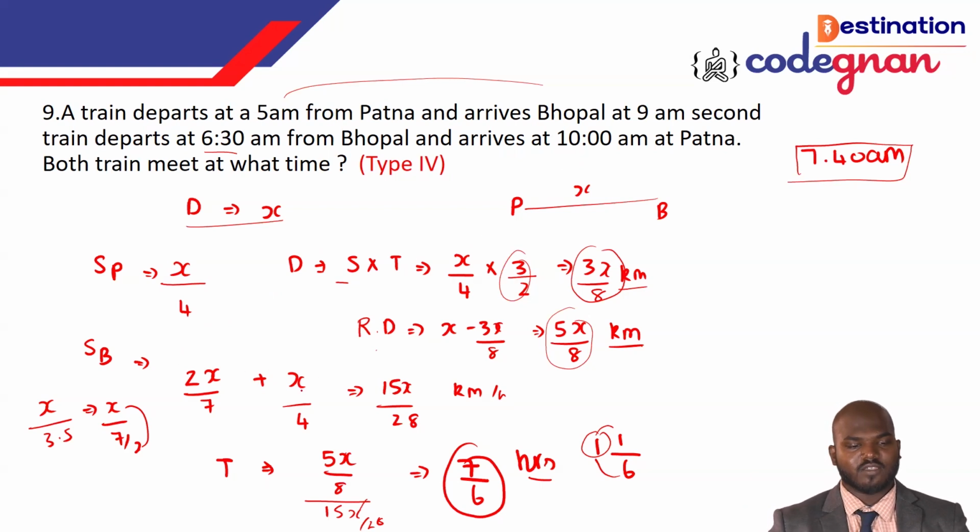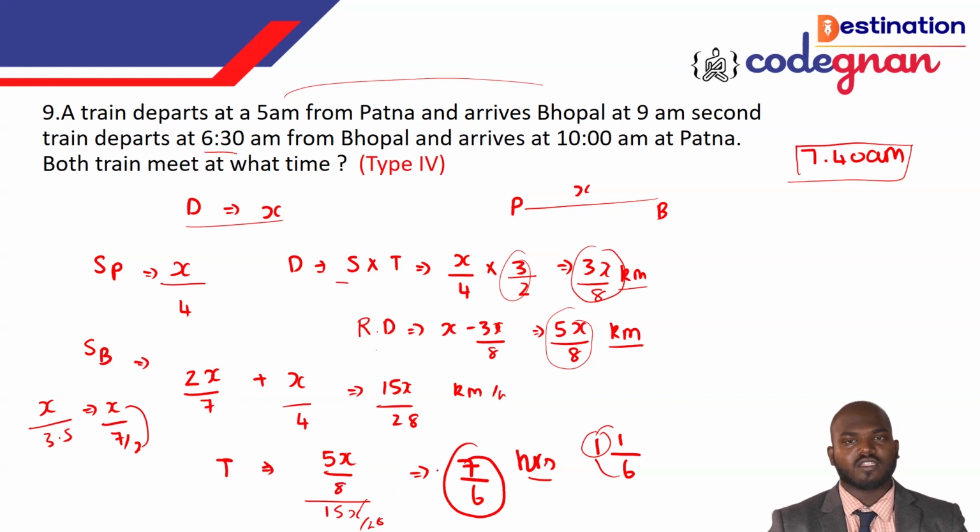So the first train is x by 4. If you take the LCM, it will give you 15x by 28. This is the relative speed of the second train. You can correlate here. Then they are asking the time. You see this one, the time is equal to distance by speed. The remaining distance we can call 5x by 8, right? Over the relative speed of both trains, which we can call 15x over 28.